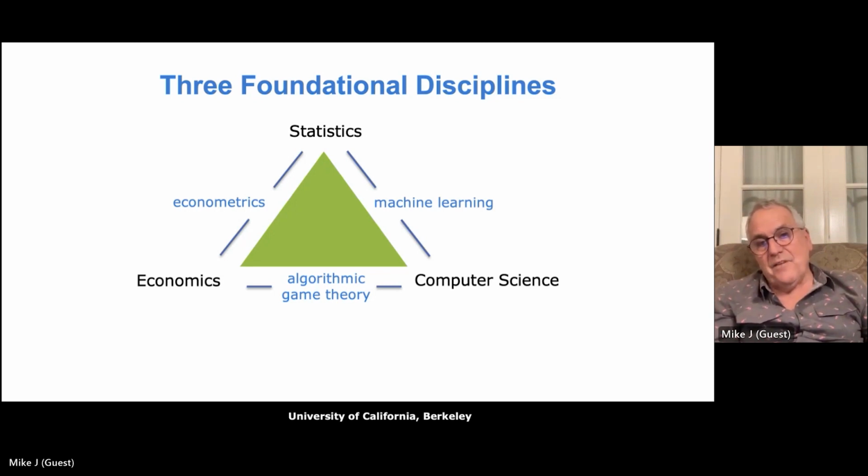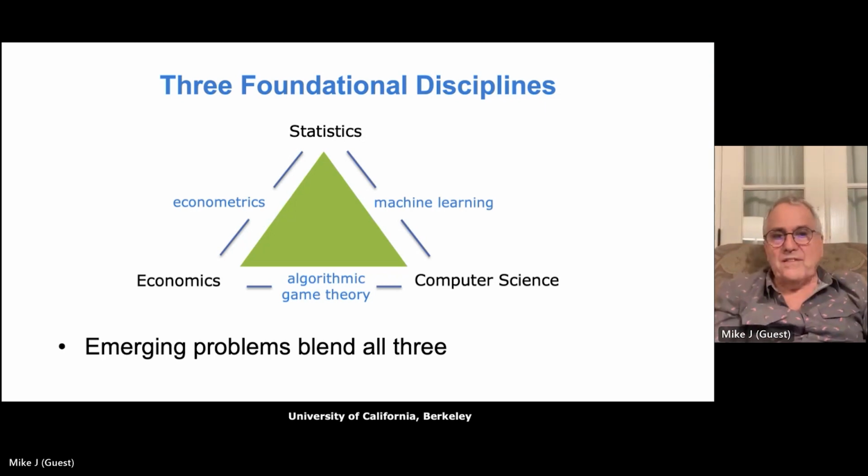And machine learning up until recently has not had a lot of economics in it. And these are all not entirely true, but they're mostly true. And of course, the real point is that emerging problems blend all three. And I mean emerging problems out in industry, emerging problems that people care about as we start to build these new kinds of systems.